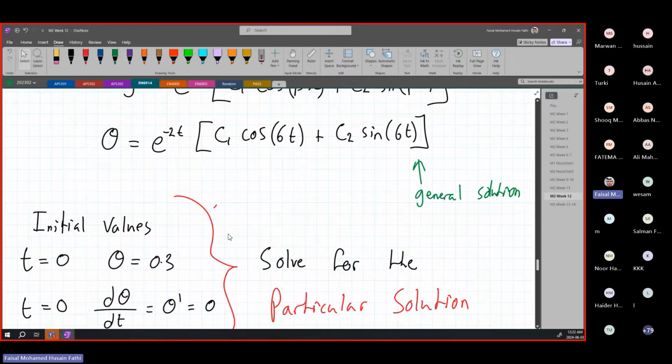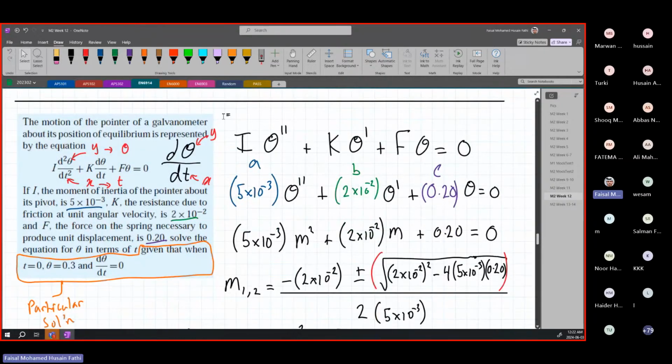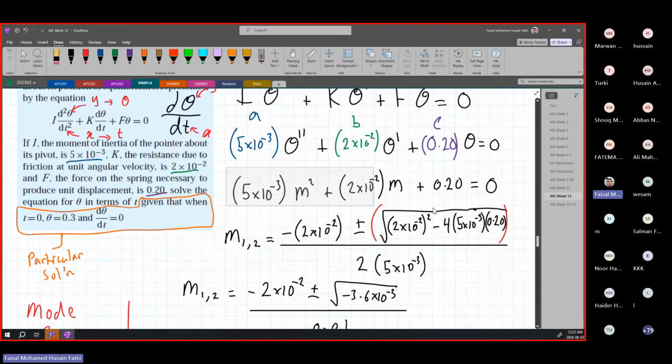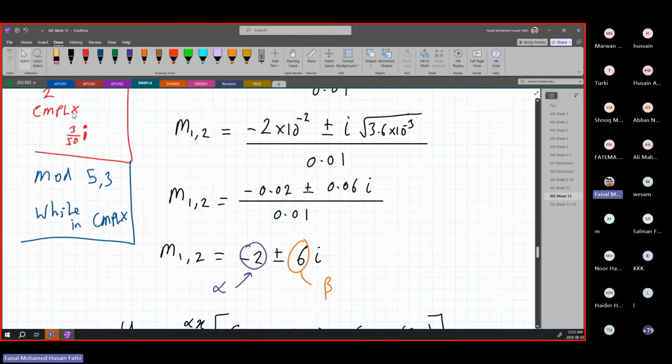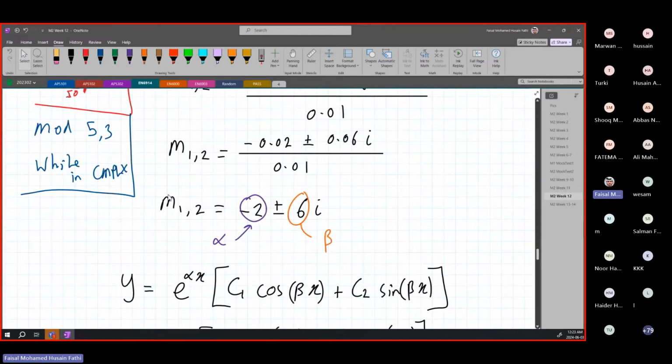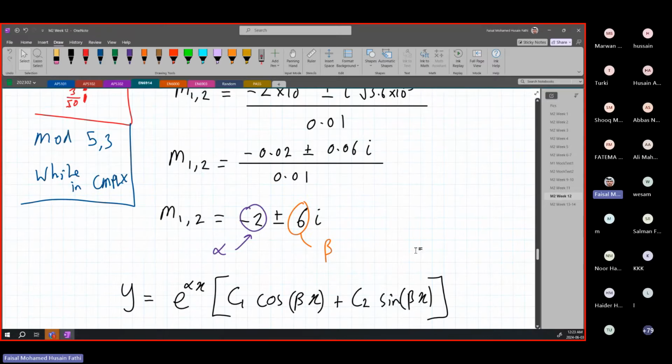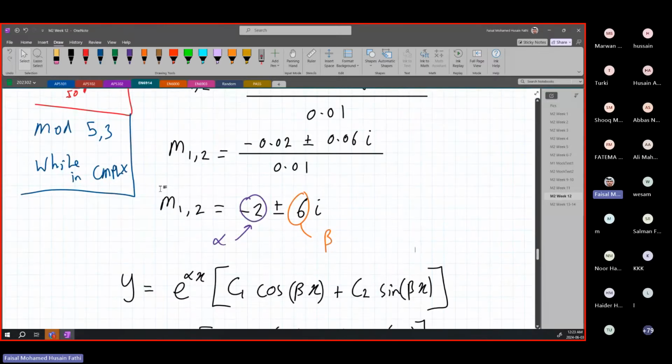So, the first step is writing down the actual values that you are given. All right, so they gave you values for I, K, and F. Once you do that, you plug them into your characteristic equation, or your auxiliary equation, which is an m squared plus m plus 0.2, whatever. Then you use the quadratic formula to solve. Once you're done solving your quadratic equation, whether by calculator or by hand, you're going to get a solution. All right, here you're only doing algebra.